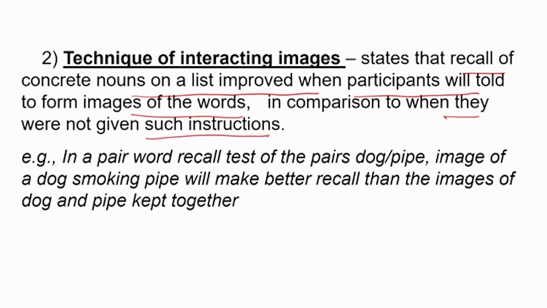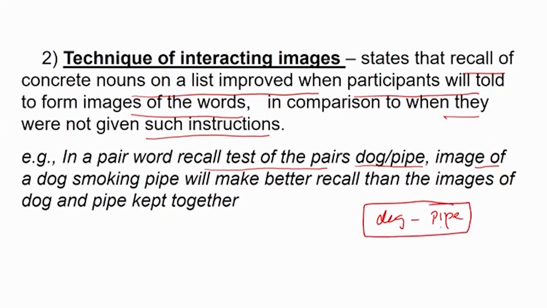And so, the technique of interacting images says that when we have to learn words in a list, it is better to form mental imagery of the nouns, concrete nouns, and then make an interaction between different words. For example, in a paired word recall test, the pair dog and pipe was the item of this paired recall test.